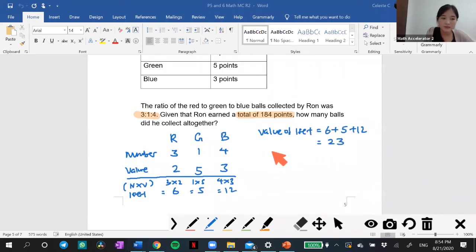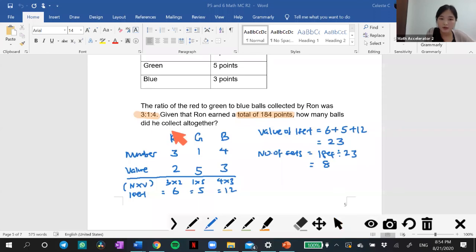Alright, then what's the next step? 184 divided by 23. Very good. Okay, so most of you are picking it up already. Number of sets. Take the total. Divided by value of 1 set. What do you have? 8. Okay.